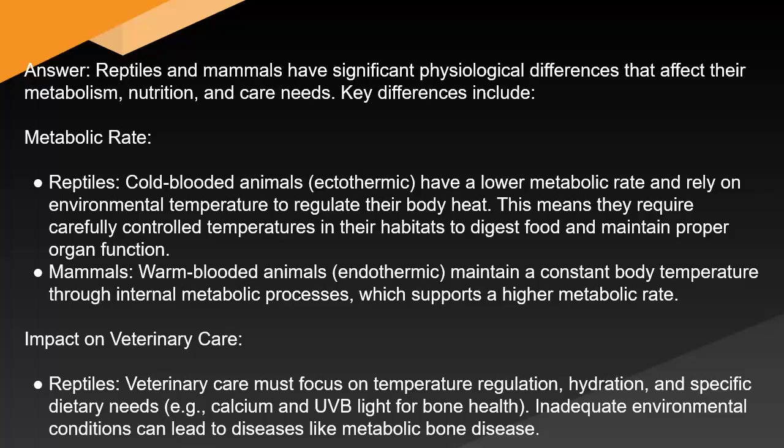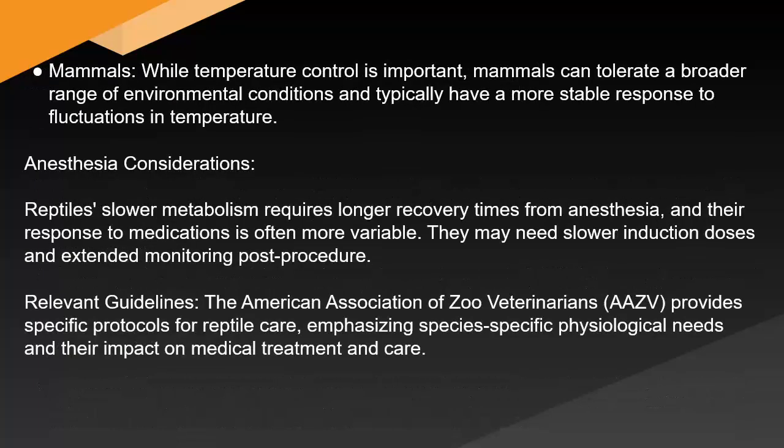Impact on veterinary care. Reptiles. Veterinary care must focus on temperature regulation, hydration, and specific dietary needs, e.g., calcium and UVB light for bone health. Inadequate environmental conditions can lead to diseases like metabolic bone disease. Mammals. While temperature control is important, mammals can tolerate a broader range of environmental conditions and typically have a more stable response to fluctuations in temperature.